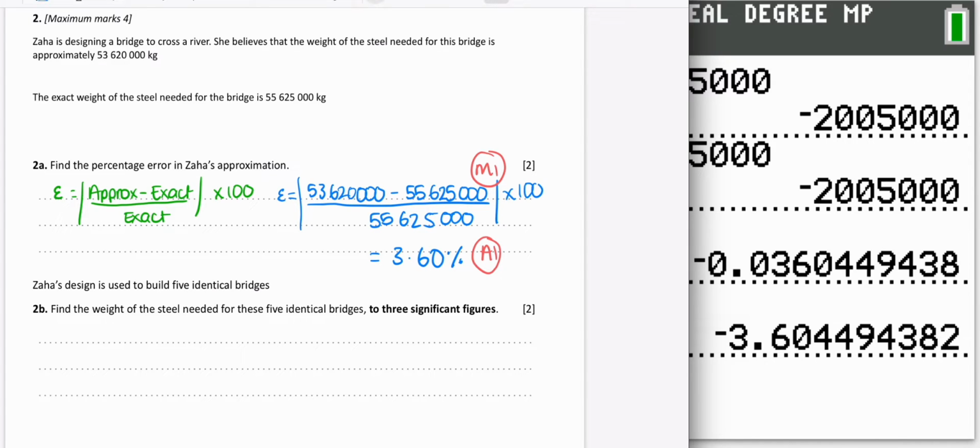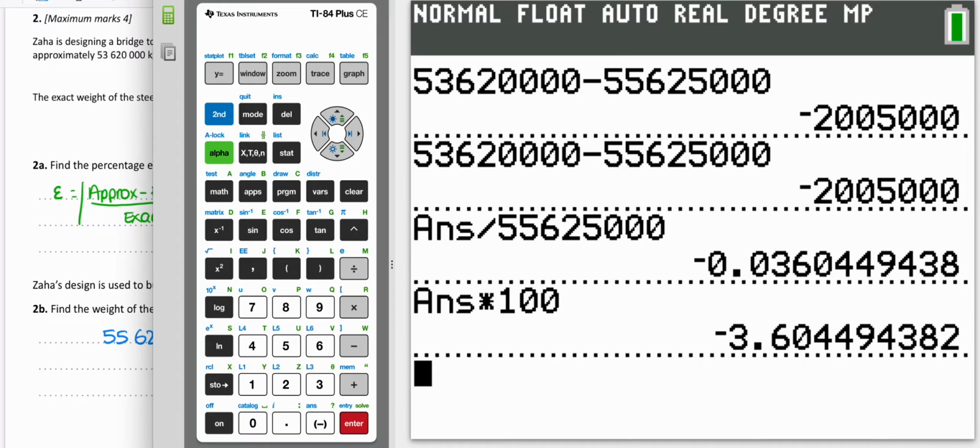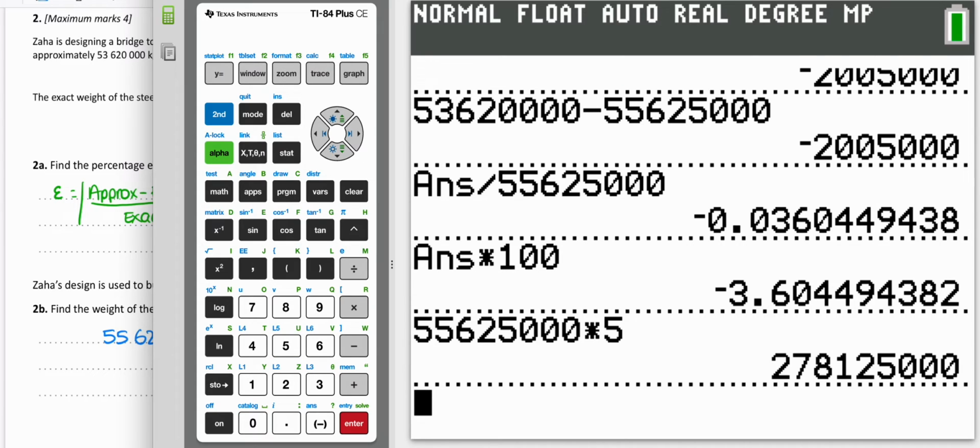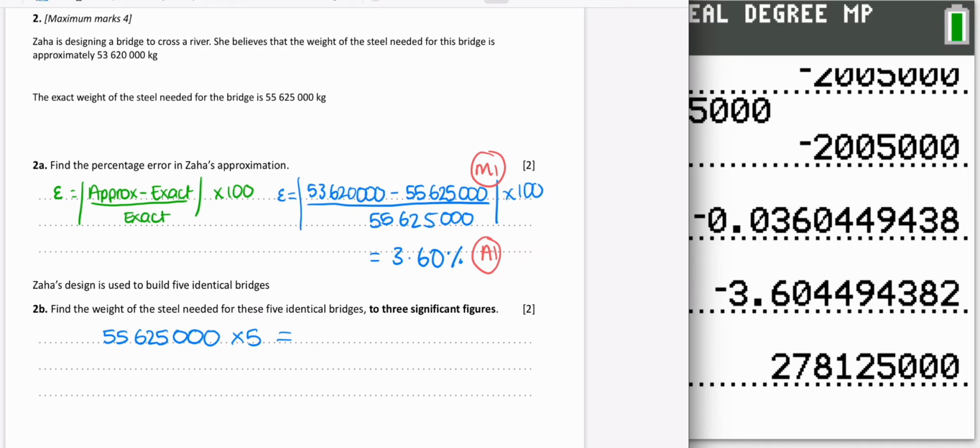So for this one, we're taking the exact weight, 55,625,000, and we're going to times it by 5. And we can just type that onto our calculator. And we're timesing it by 5 because we've got 5 bridges. And that gives us the 278,125,000 kilograms. And we want to write it to three significant figures.